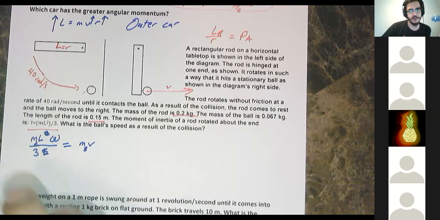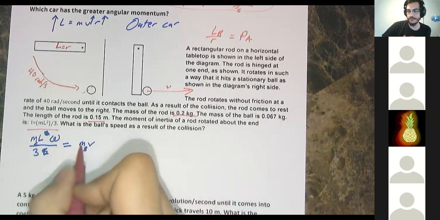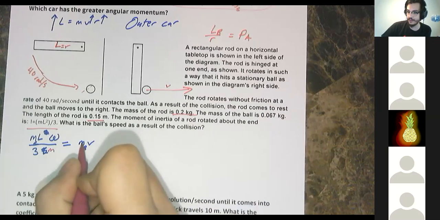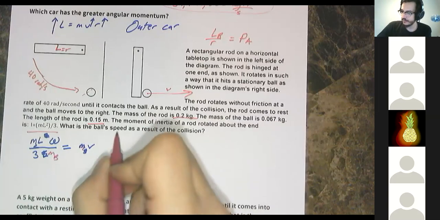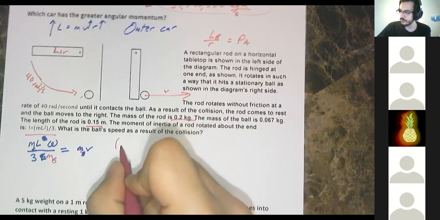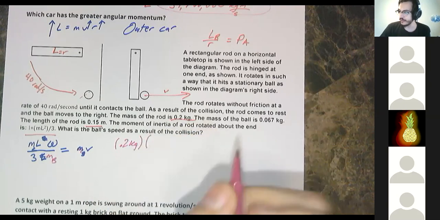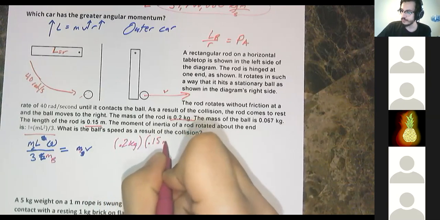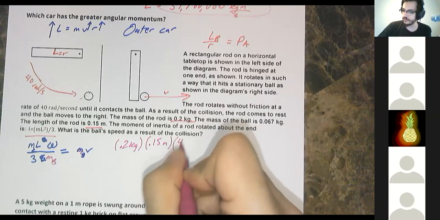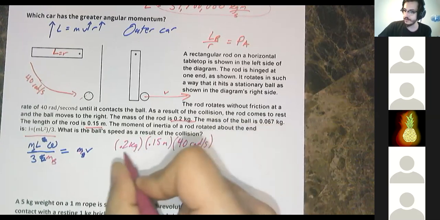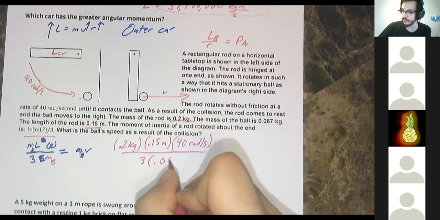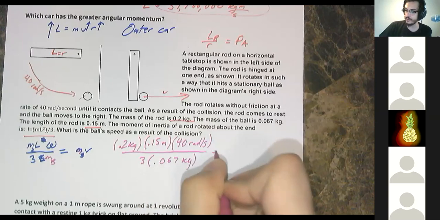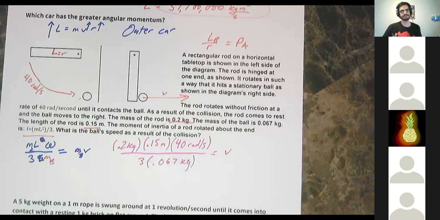And then we just plug into this formula, and it is a quick calculator problem. Hell, if you want, you can already go ahead and move the mass of the ball over to this side, and you can do it in one swift step. So it'll be the mass of the rod, 0.2 kilos, times the length of the rod, 0.15 meters, times its speed, 40 radians per second, divided by 3 times the mass of the ball, which is 0.067 kilograms. We will have the velocity of the ball.